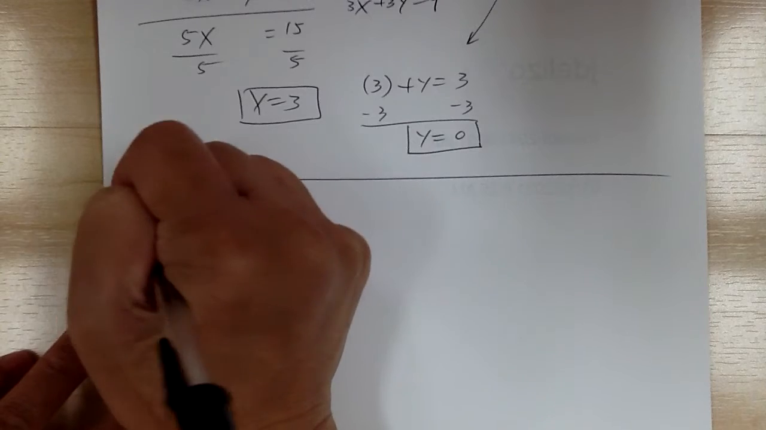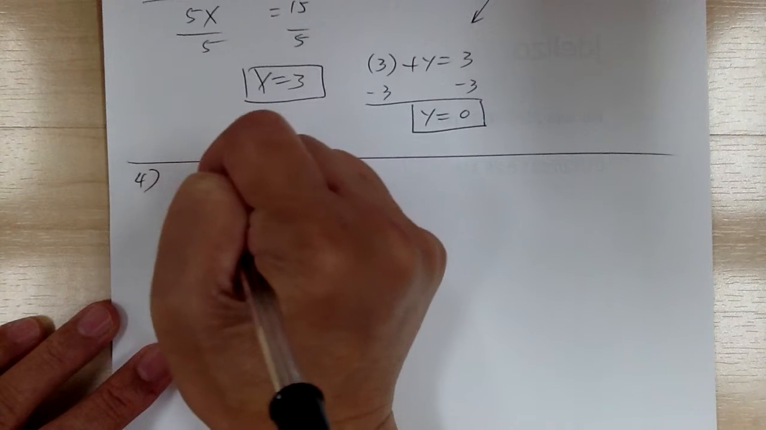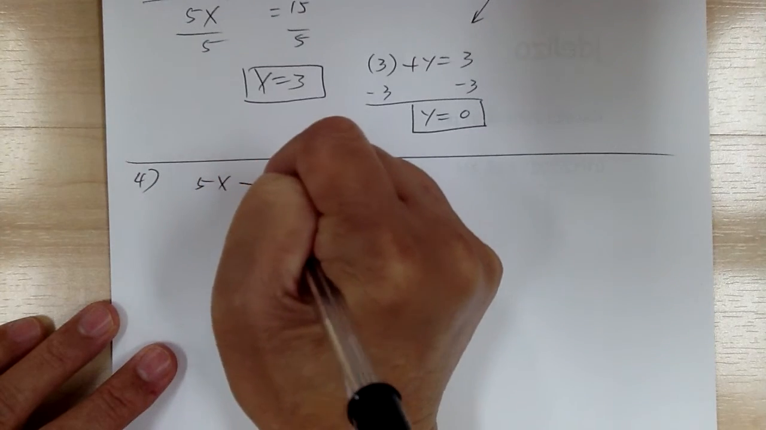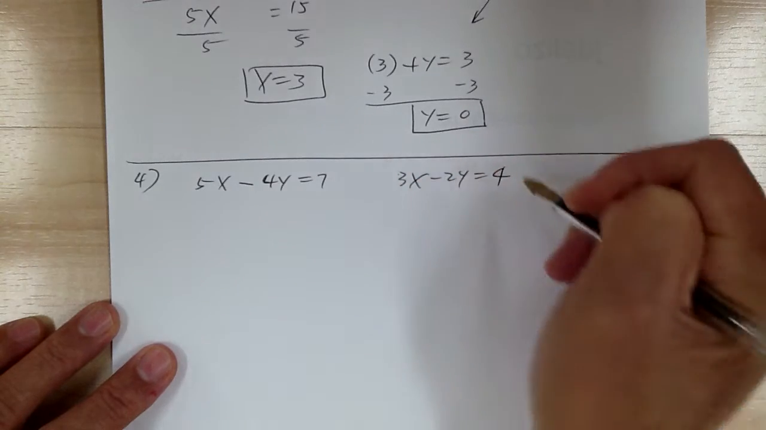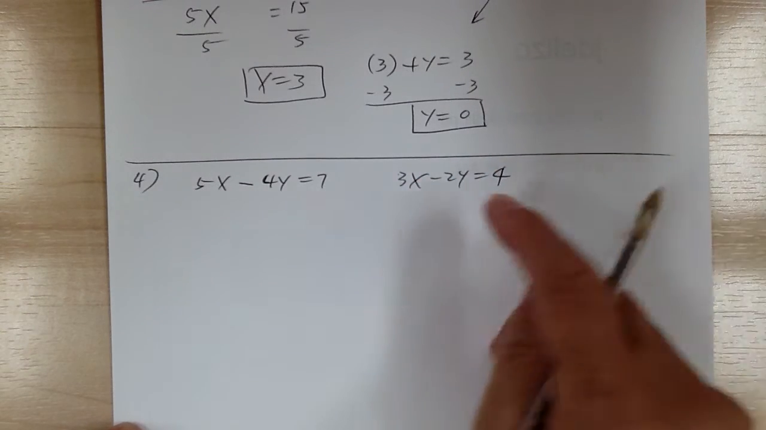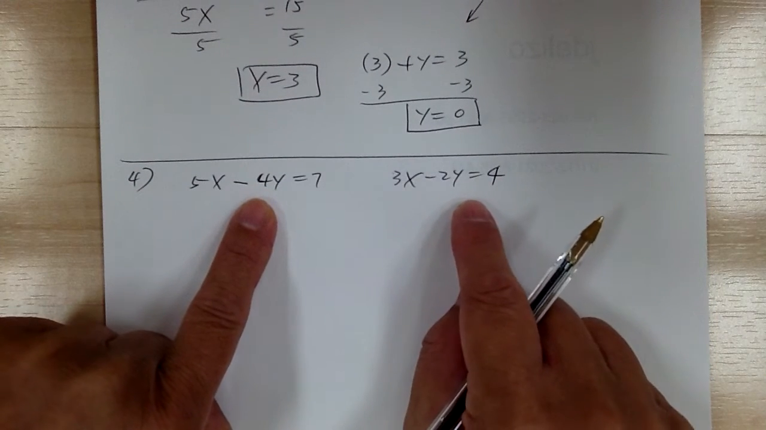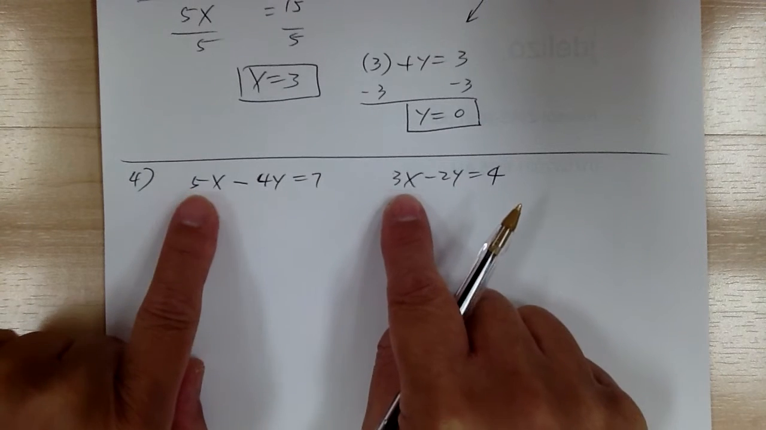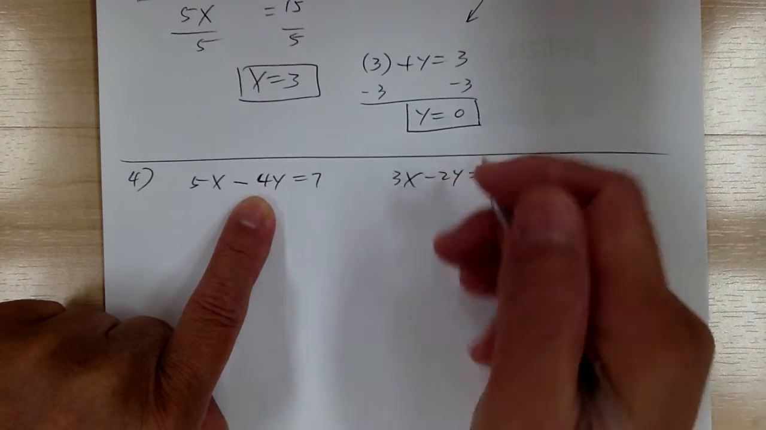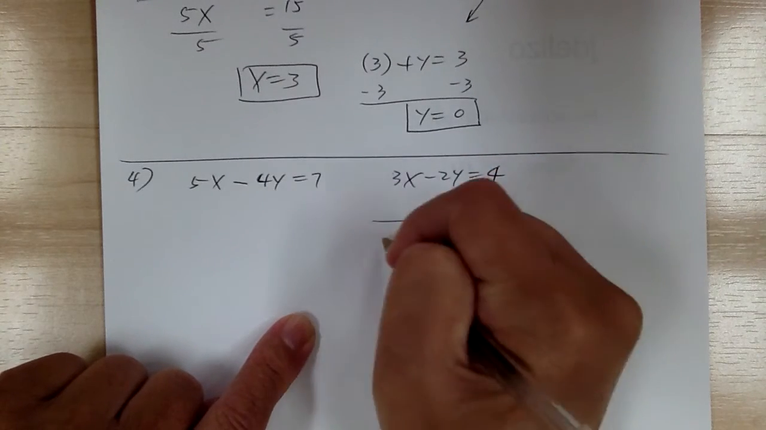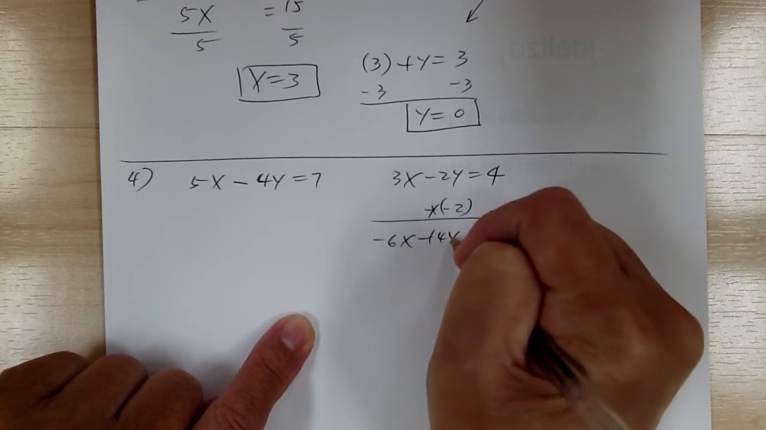Okay, let's go to number 4. You have 5x minus 4y equal to 7. You got 3x minus 2y equal to 4. And I'm going to eliminate the y. Okay. So you want to choose the easiest variable to eliminate. This is kind of hard to eliminate. So this one is easy. So I'm going to make them opposite. So I'm going to multiply this by negative 2. So I got negative 6x plus 4y equal to negative 8.